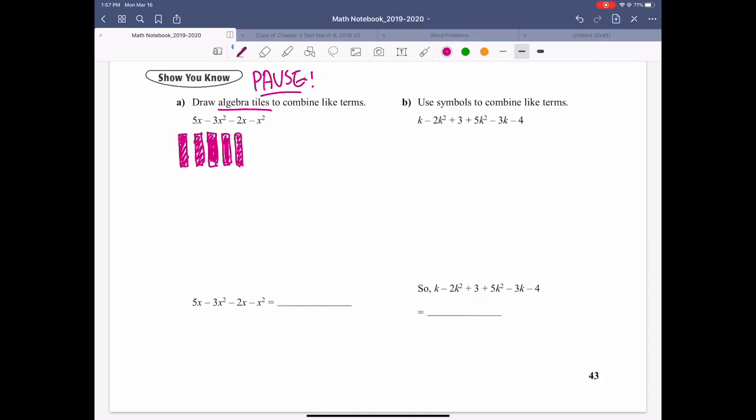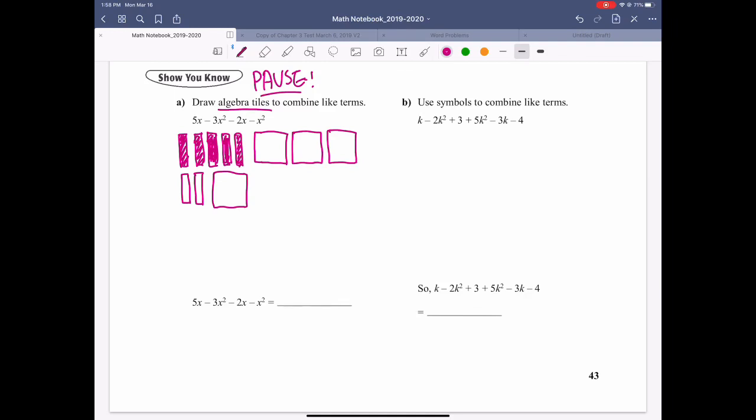Okay, minus 3x squared, minus 3x squared, minus 2x would be this, minus 2x, minus x squared, like that. Okay, then let's count.